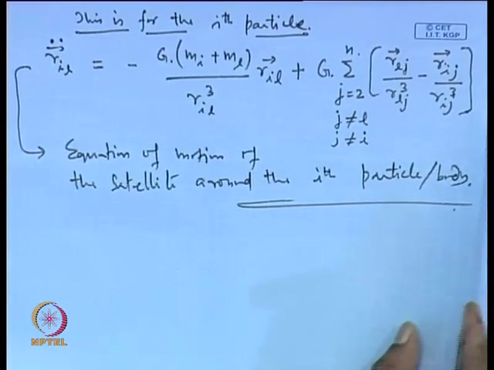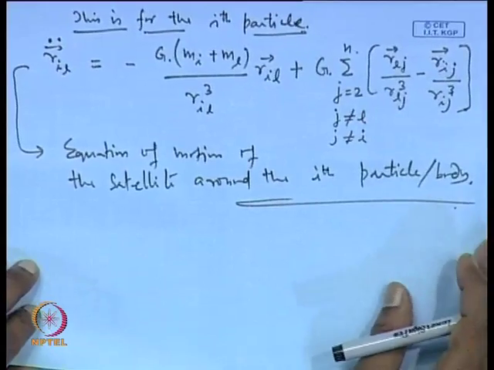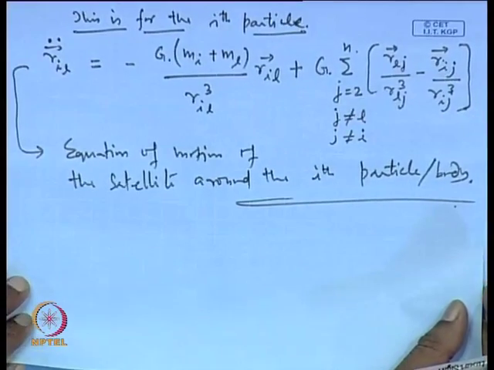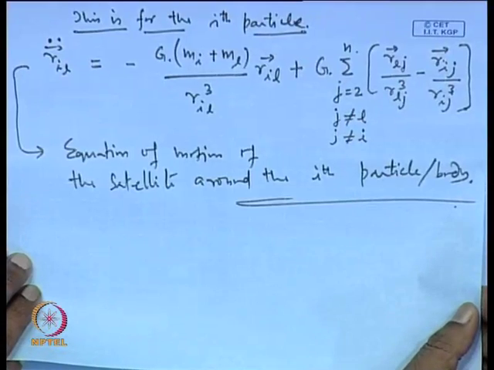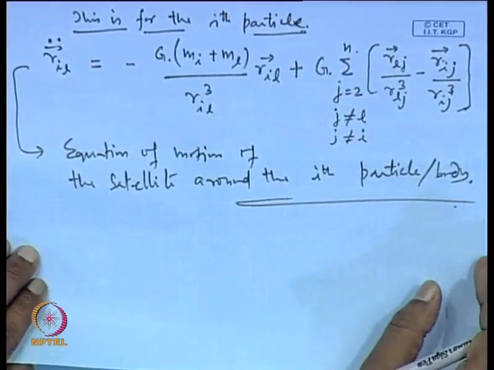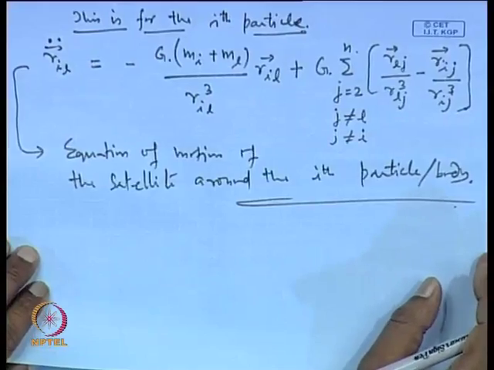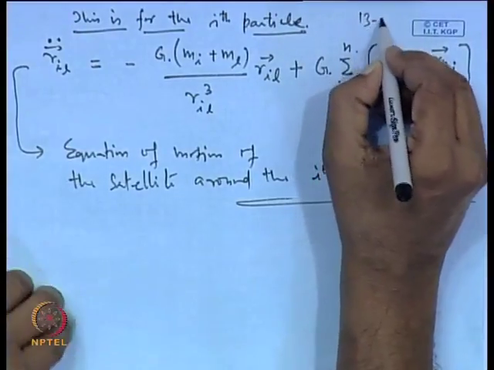Okay. Once we have got this, now we go into the barycentric formula. We try to look into the motion of the particle in the barycenter. Barycenter is nothing but the center of mass of all the particles. So, let us see what result we get from that. So, this is our 13.8.